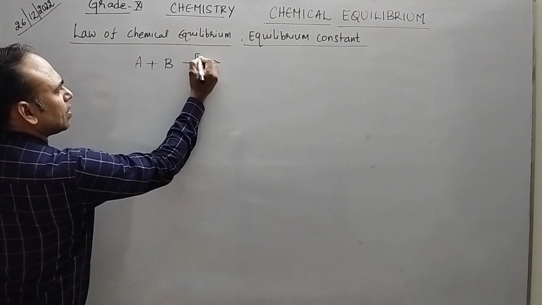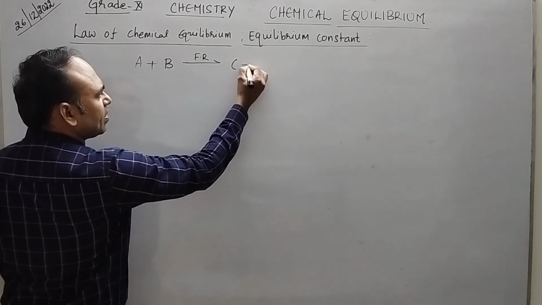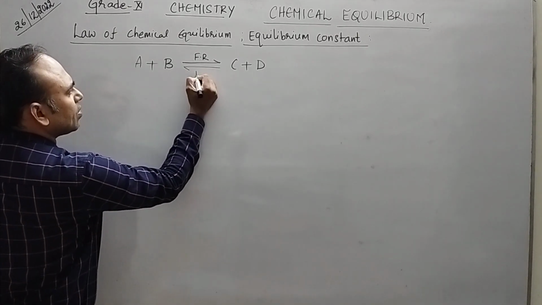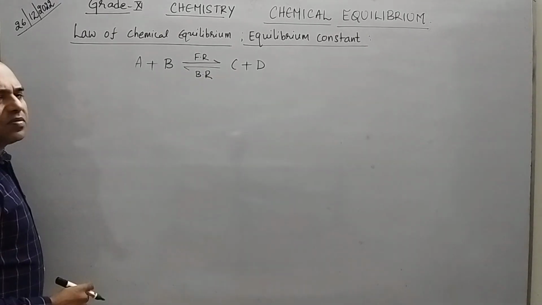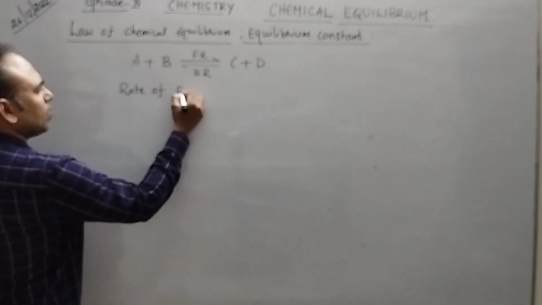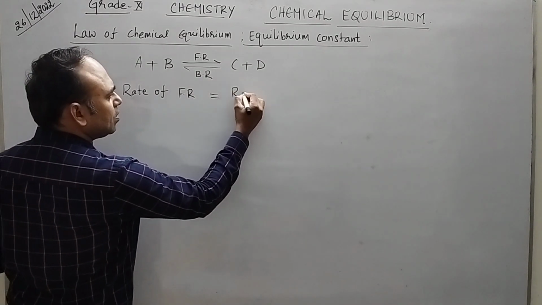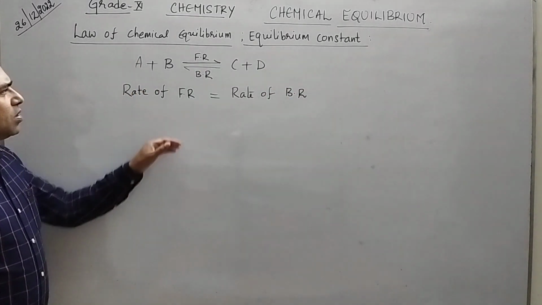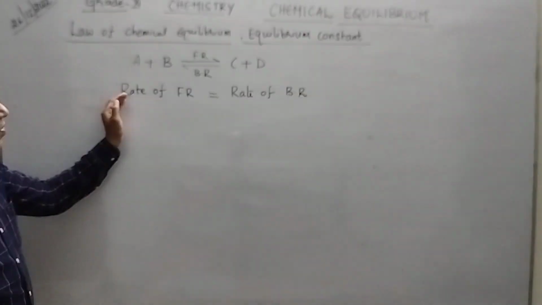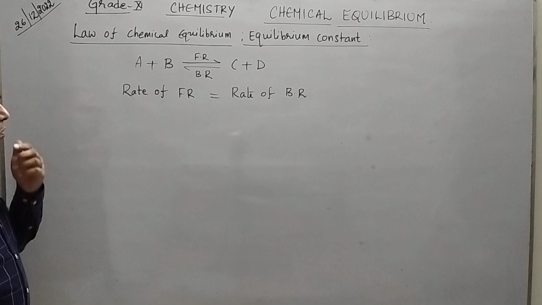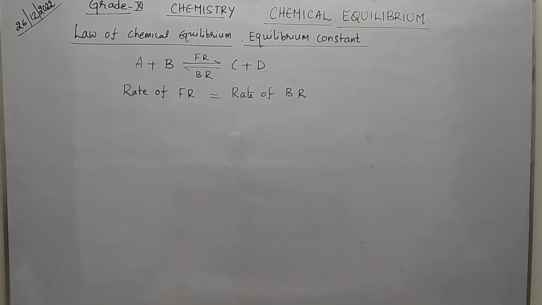A plus B, that is the forward reaction, will give you C plus D, and this C plus D again gives A plus B, that means the backward reaction. So in such a condition we can easily mention that the rate of forward reaction is equal to the rate of backward reaction. So this is a reversible reaction wherein the rate of forward reaction is equal to the rate of backward reaction. Now how to write the law of chemical equilibrium?